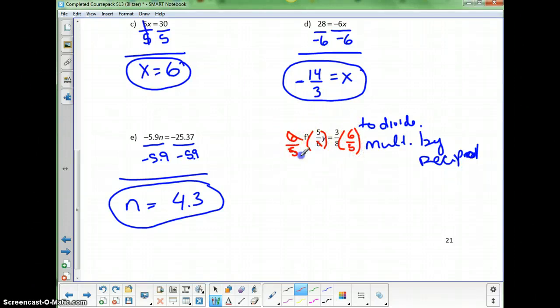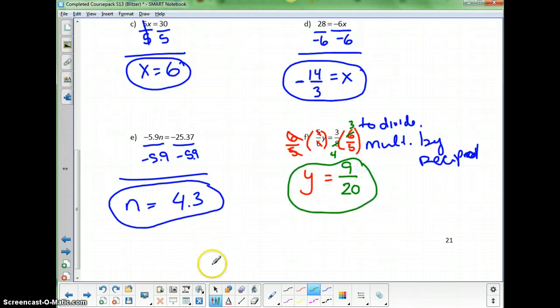That'll have the 6's and the 5's both cancel and give me y equals, and this one I can cancel a little bit. I can cancel the 8 and the 6 by dividing a 2 out. And nothing else is going to reduce. So I'm going to have 3 times 3 is 9 on the top, and 4 times 5 is 20 on the bottom. So my answer for y is 9/20. Let's go on to the next page.